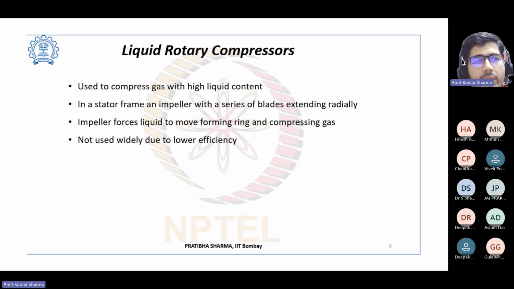Now the liquid rotary compressor. It is used to compress gas with high liquid content in a stator frame, with an impeller with a series of blades extending radially. The impeller forces the liquid to move, forming a ring and compressing the gases. It is not widely used due to lower efficiency. So we can also have a liquid rotary compressor where we use centrifugal force for the compression.